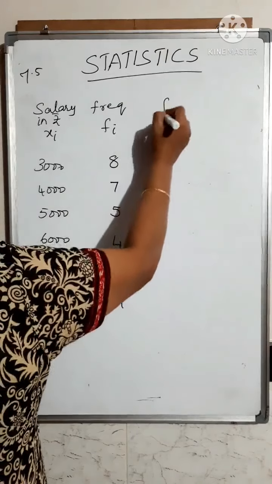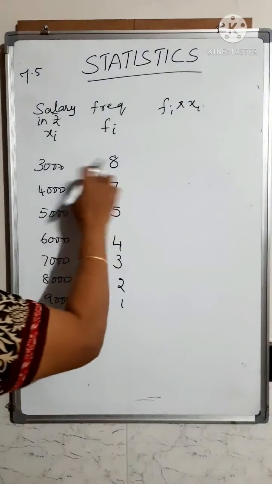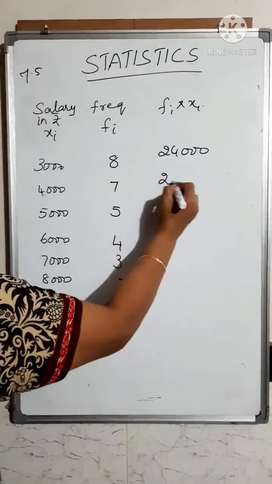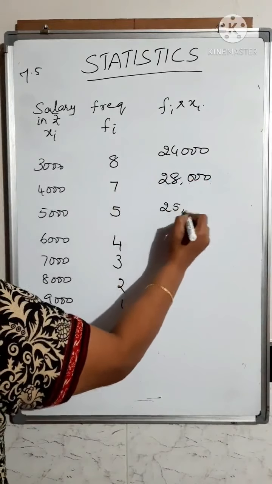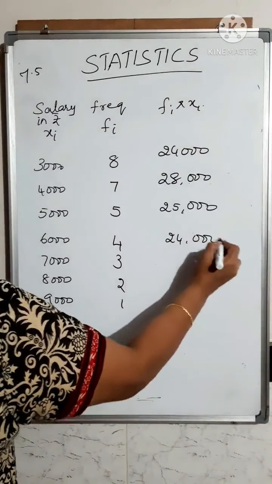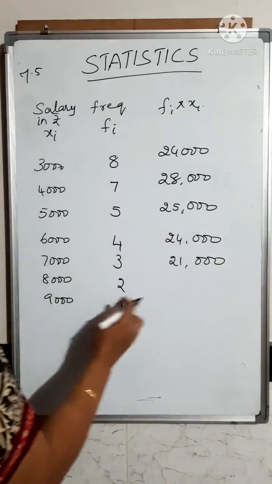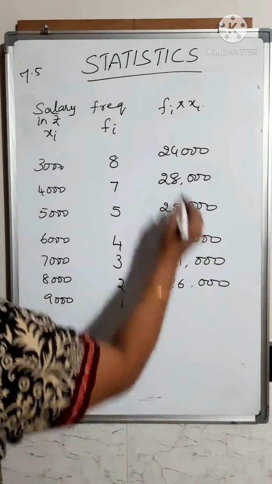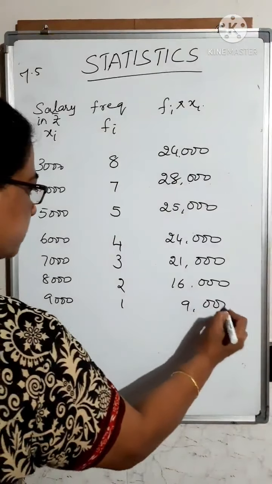The next column that you have to prepare is Fi into Xi. That is you have to multiply these two. So 8 3s are 24,000, 7 4s are 28,000, 5 5s are 25,000, 6 4s are 24,000, 7 3s are 21,000, 8 2s are 16,000, then 9 ones are 9,000. So like this you have to do.